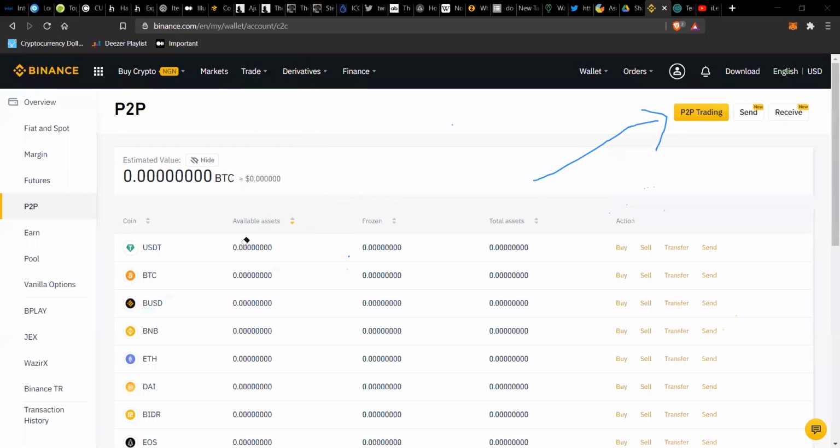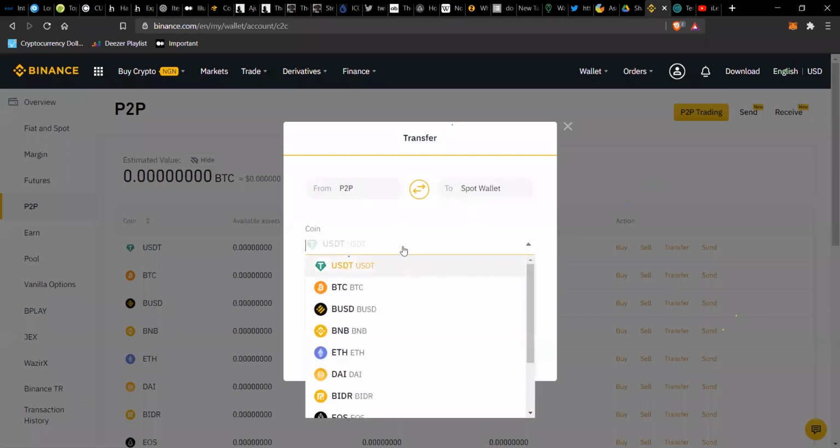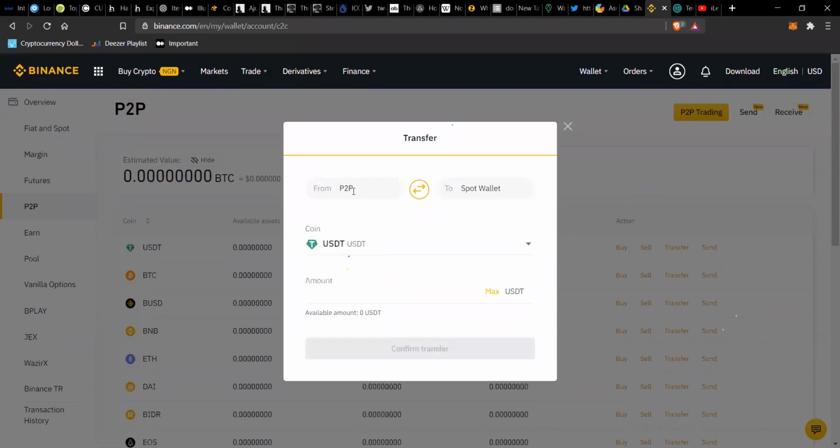So from here, I can now decide, okay, I want to move this money to my main trading balance. That's why you now click on transfer. Clicking on transfer, I can move the money from my peer-to-peer wallet to my spot trading wallet or any other wallet. Let's say I bought Bitcoin, I bought BUSD, I bought USDT. Here I decide what exactly I want to move, and here I decide how many I want to move.